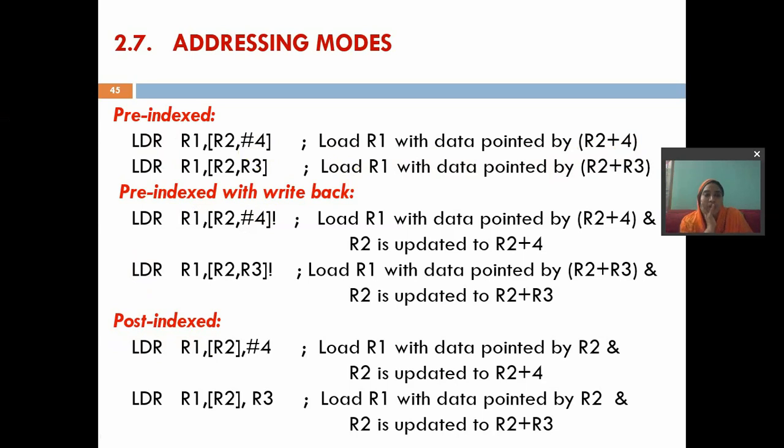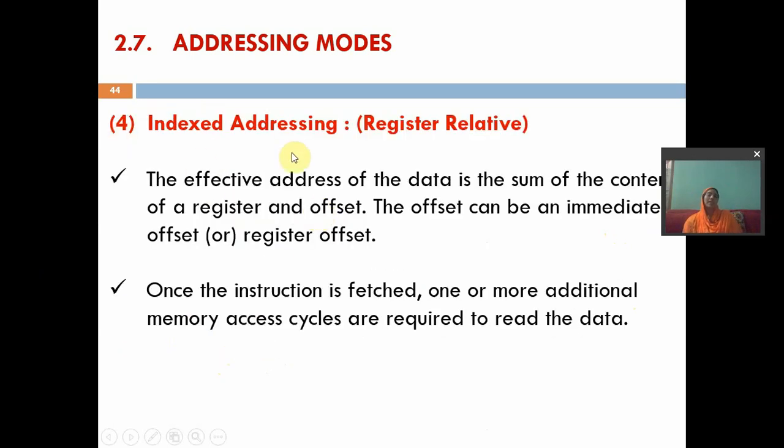Similarly here, LDR R1, [R2, R3]. Here we have to add R2 plus R3. The data stored in that memory location is moved to R1. Next, pre-index, where we have to give this symbol. Load R1 with the data pointed to by R2 plus R1, and R2 is updated to R2 plus R1. The next one is post-index. Here first the data in R2 is moved to R1, then we have to add R2 plus R4, right? These are the three types of index addressing modes.